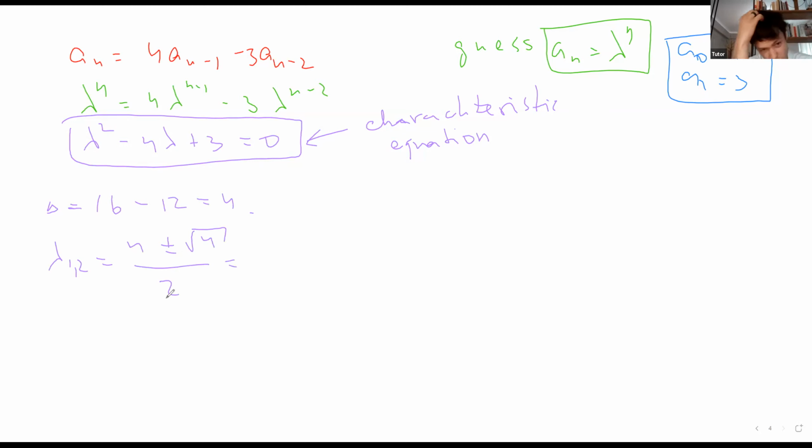So there are 2 solutions here, right? Let me see if I got anything wrong. So I get the solutions. Yeah, I get 2 solutions, right?